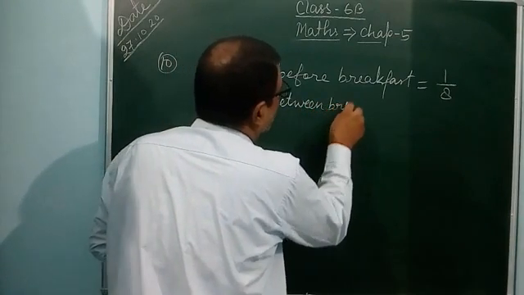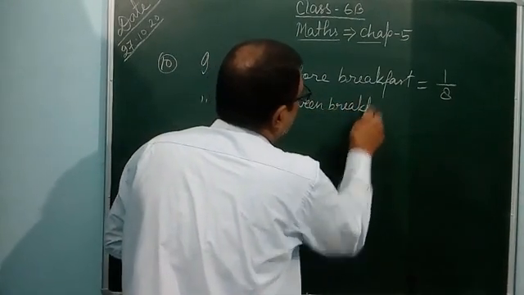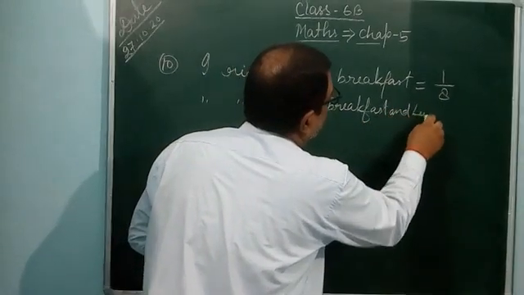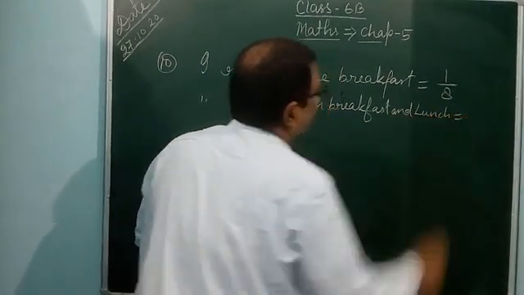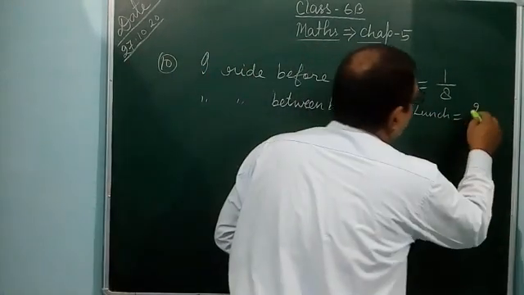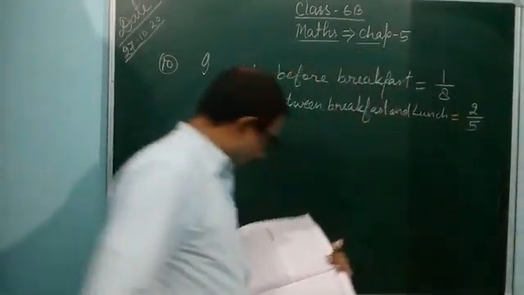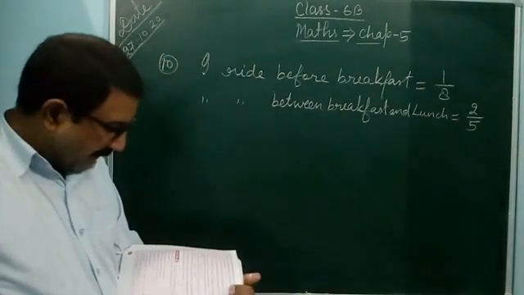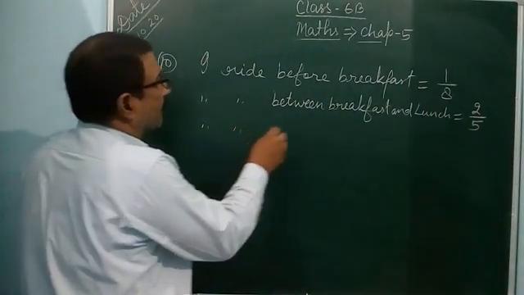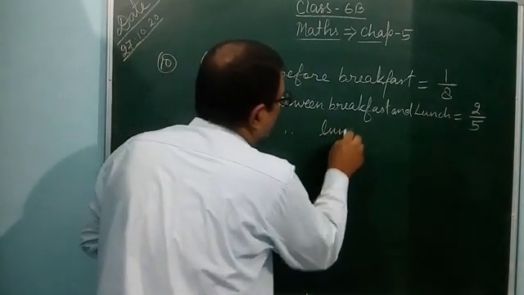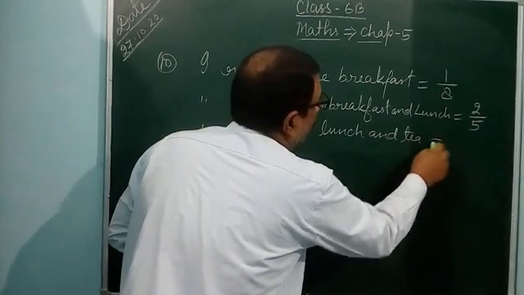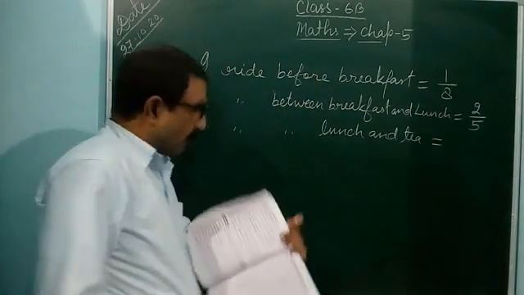Between breakfast and lunch. What is there? Breakfast and lunch, 2 by 5. After that, 3 by 10 between lunch and tea. I write between lunch and tea, 3 by 10.